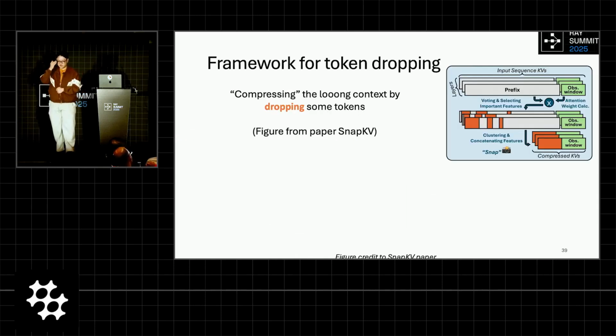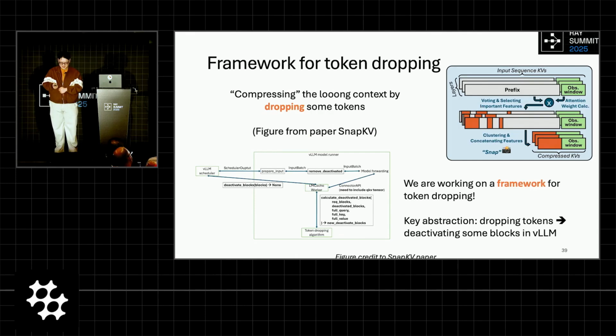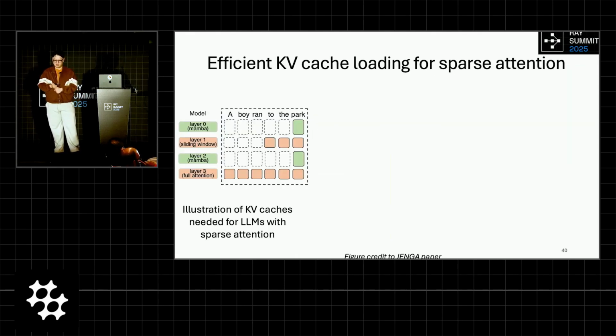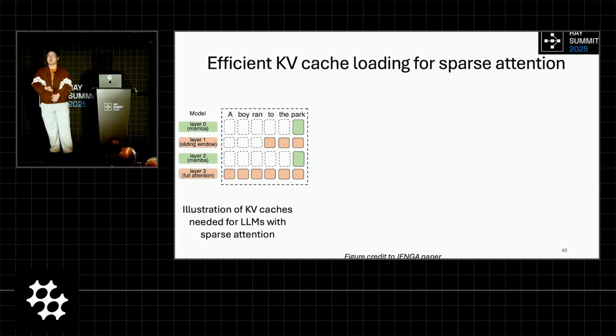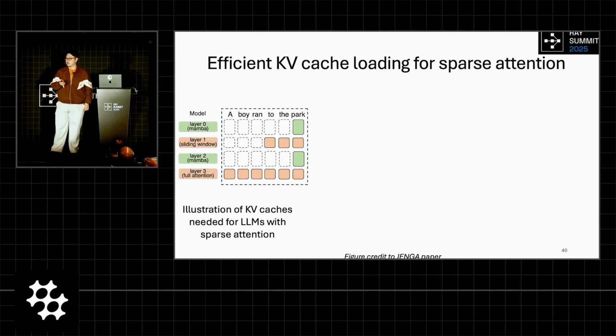Okay, and we are also working on a framework for token dropping. Due to time constraints, I'll skip this. We are working on a framework to support token dropping. And we are also supporting efficient KV cache loading for sparse attention. This is because with sparse attention, not all KV cache needs to be loaded. There's a lot of space to save.